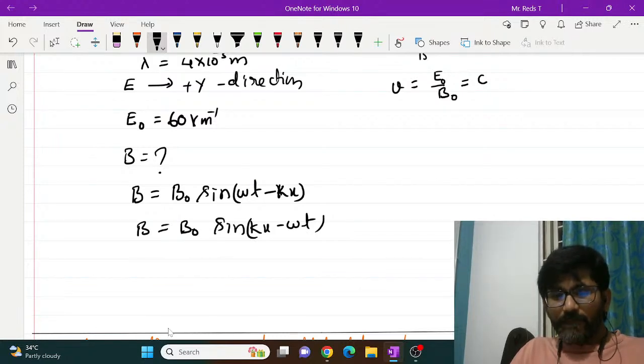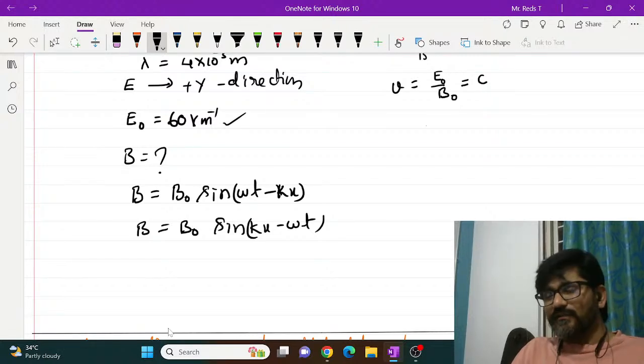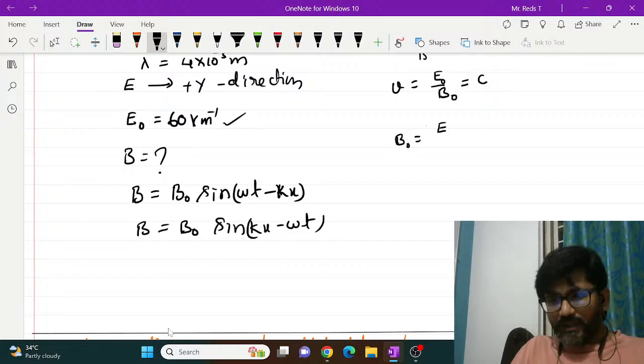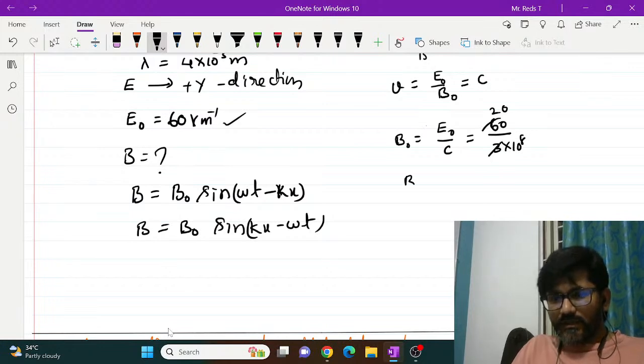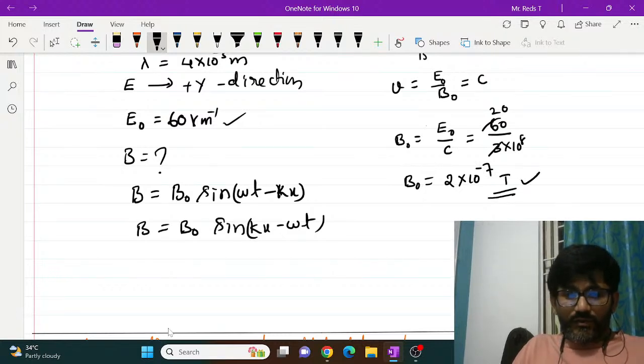What is given here? Maximum value of electric field is given. c is, of course, the speed of light in free space, which is constant. From this we can write B naught is equal to E naught by c. E naught value is 60, c value is 3 into 10 to the power 8 meters per second. You have to remember. So 3 ones, 3 twenties. So B naught is equal to 20 into 10 to the power minus 8, or 2 into 10 to the power minus 7 Tesla, the magnetic field. So once you know this, you have to substitute here.